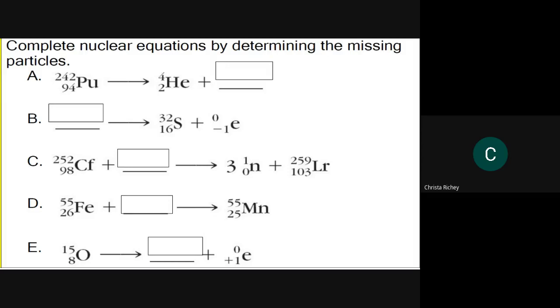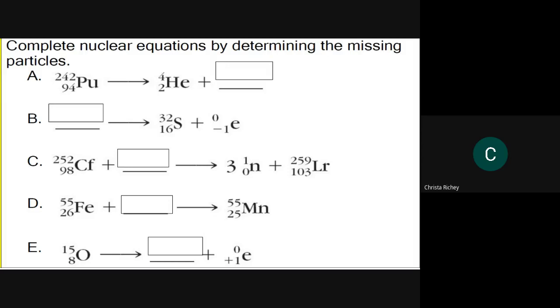Okay, so letter A, first of all, what type is it? Is it alpha, beta, or gamma? Alpha. How do you know it's alpha? This thing right here lets me know that this is alpha. I'll go ahead and write it out, because we're using Greek letters with this. Okay, so I am starting off with Pu, which is number 94. That's plutonium.